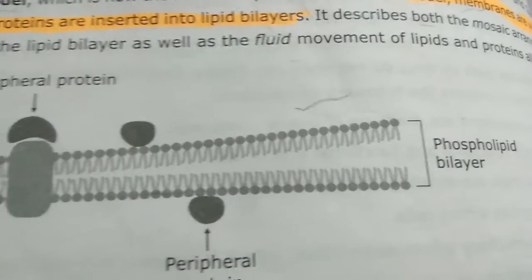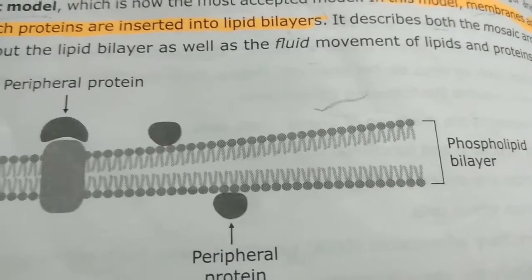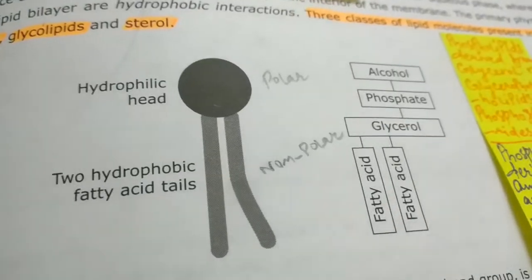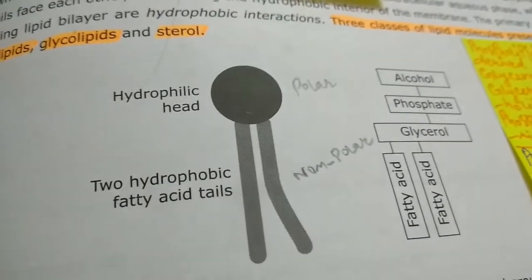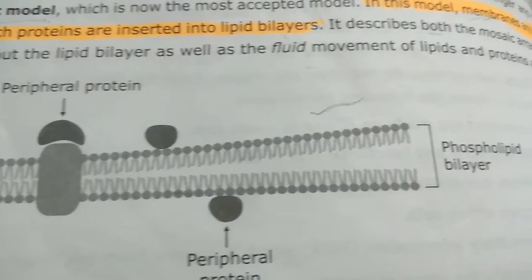This model actually explains two things. One, the mixed arrangement of proteins surrounded by lipids, and second, the fluid movement of lipids as well as proteins alike. Here you can see the plasma membrane forms a bilayer structure in which both proteins and lipids move freely, but their movement from one phase to another is restricted.